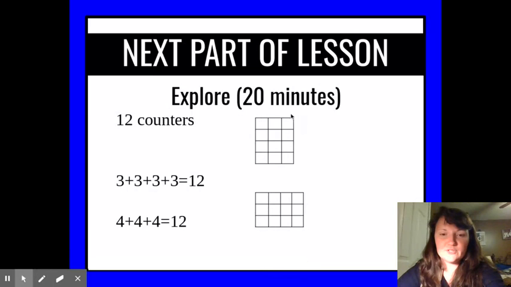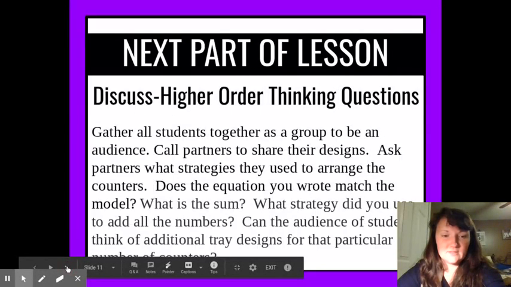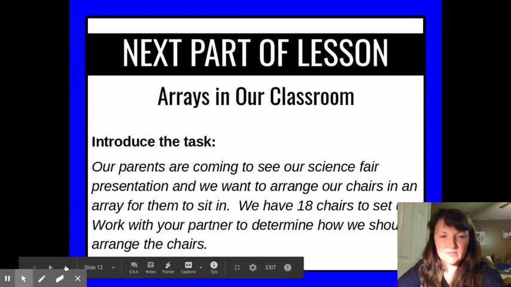So again, you're putting 12, but it's different. Look at how this one is skinnier and taller than this one. Look at the general shapes. Okay. So that one is 4 plus 4 plus 4 equals 12. You're adding the rows. How many are in the rows? You're adding them together. Okay. So now, let's see. We'll skip that one.